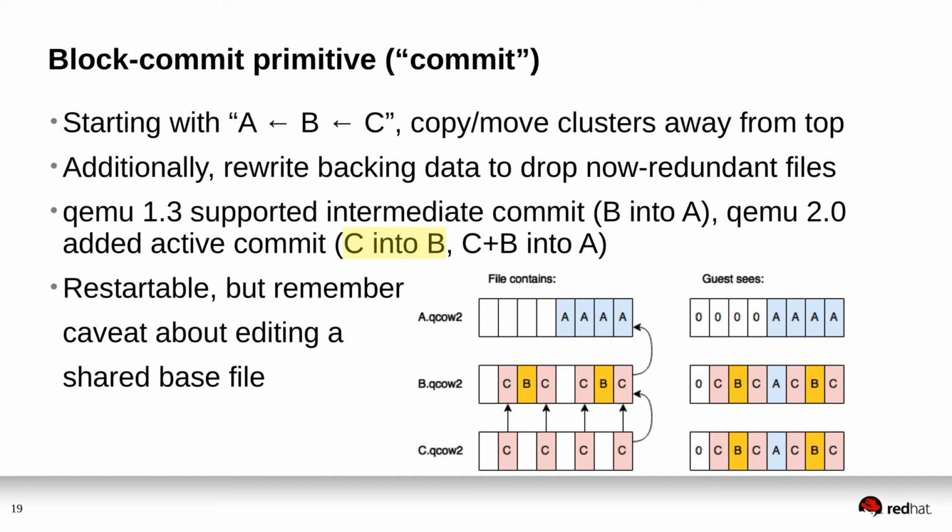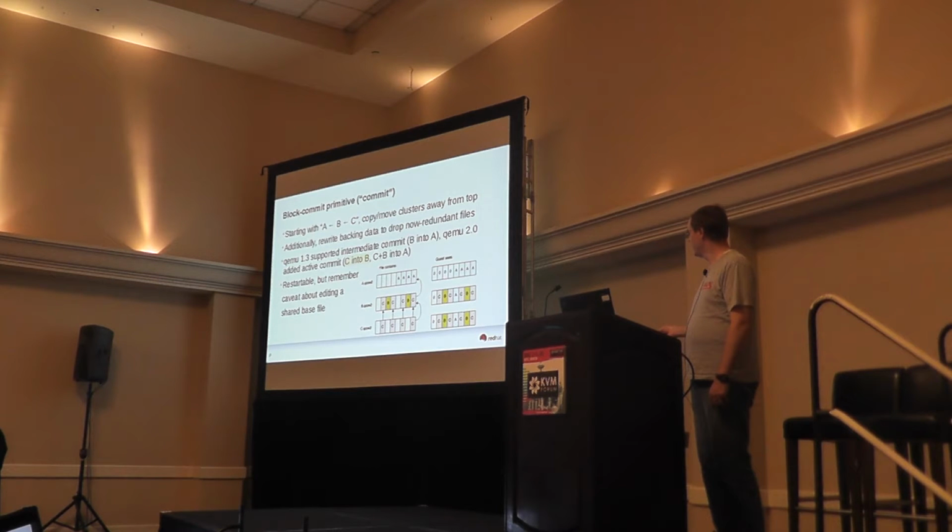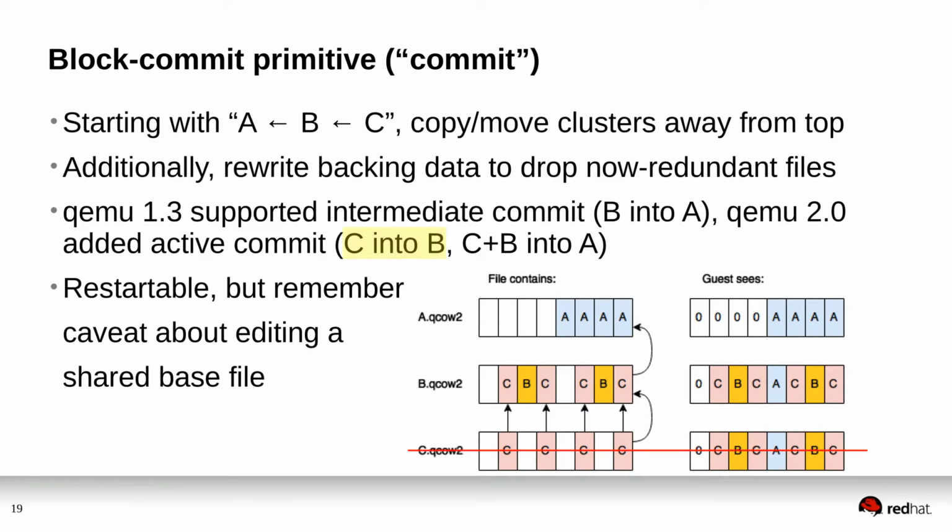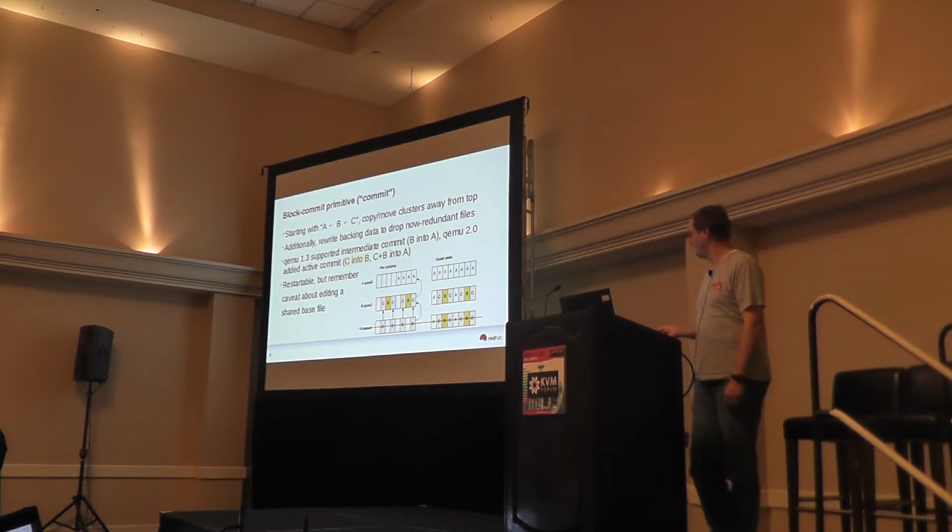QEMU 2.0 added active commit. Now we can also do the same thing where we commit C into B, and now this point in time that B tracks is the point in time that we did our commit operation. We've thrown away the earlier point in time that it tracked, but if we want, we can throw away a file. We can make B become the active file. The guest never sees a change in data.